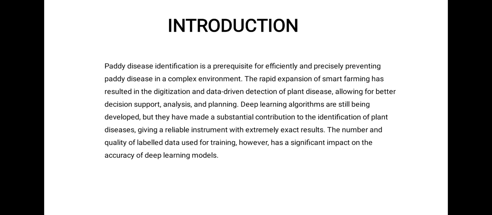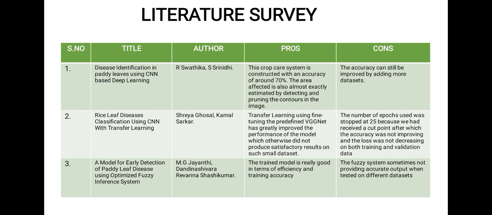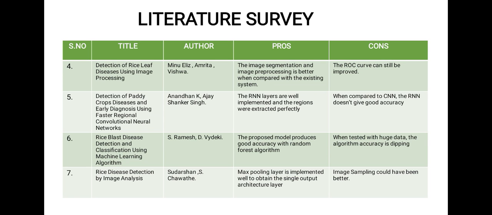The number and quality of label data used for training, however, has a significant impact on the accuracy of deep learning models. These are the literature survey that we refer, and our base paper title is Disease Identification in Paddy Leaves Using CNN Based Deep Learning.